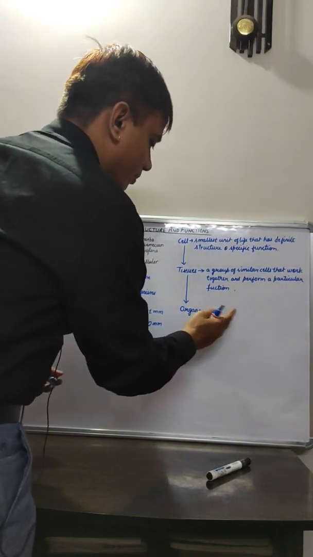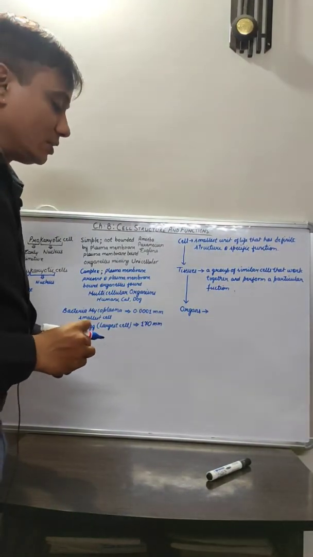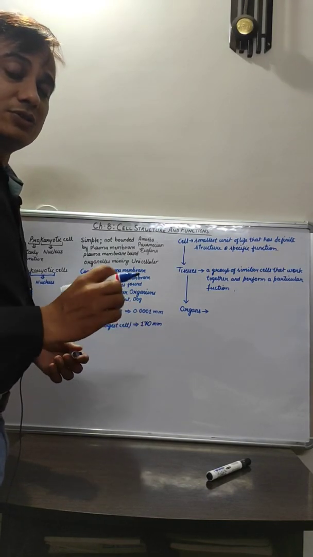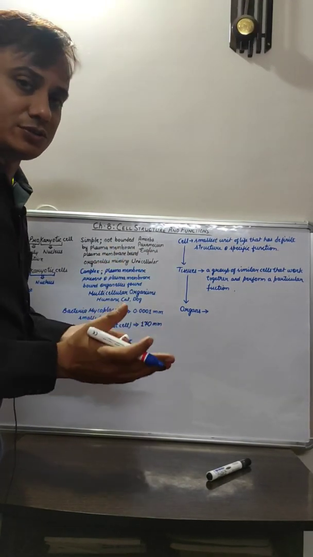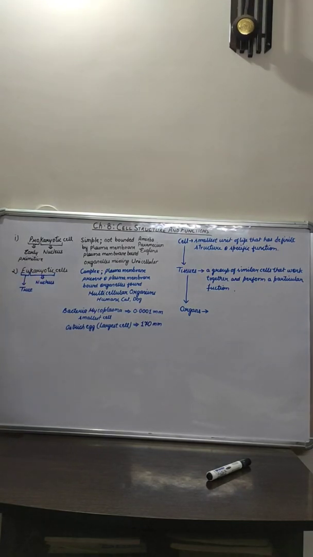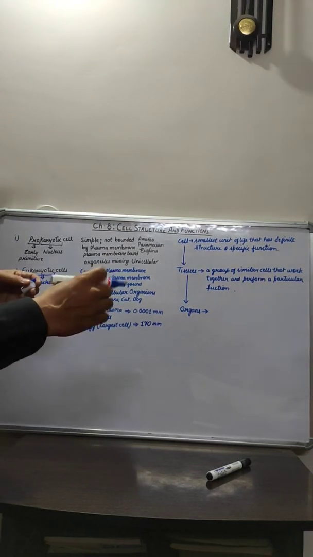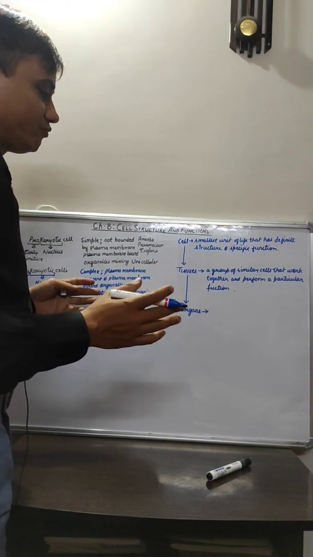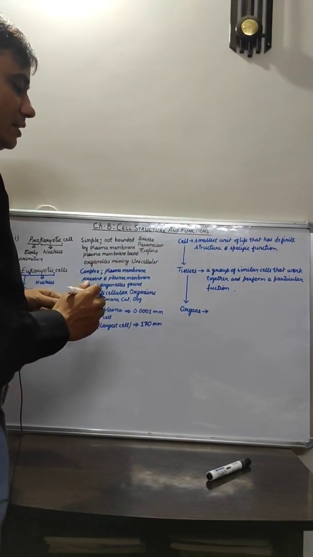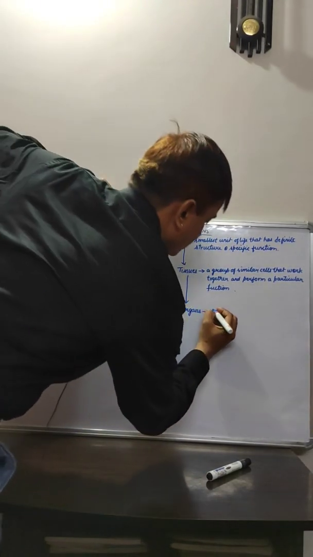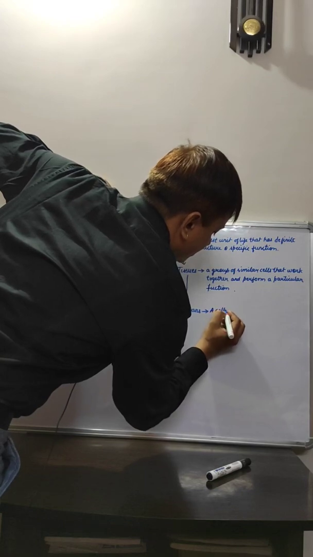So if we are talking about the organs, what happens? Organs are those groups of tissues. If we have to define an organ, how will we define it? The collection of the different types of tissues that work together.